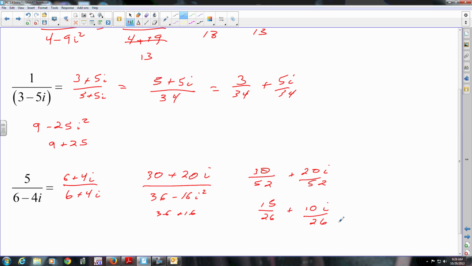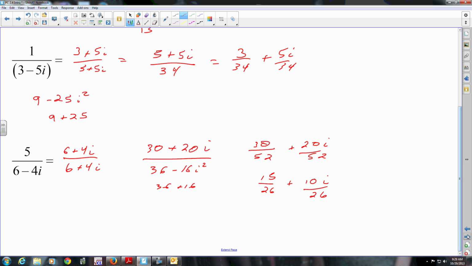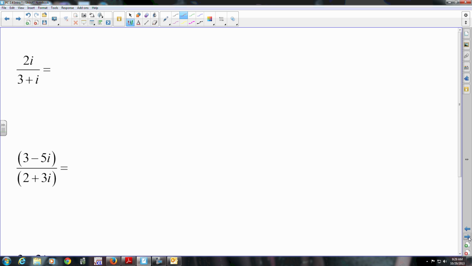So that's how you would divide complex numbers. When you also have an i on top, how you go about it is unaffected. You're still going to multiply by the conjugate. 3 minus i, 3 minus i. Take care of business on top. This distributes to both things.